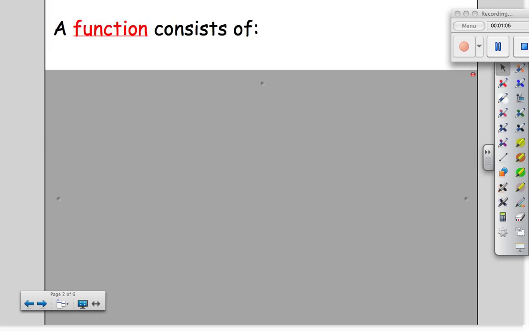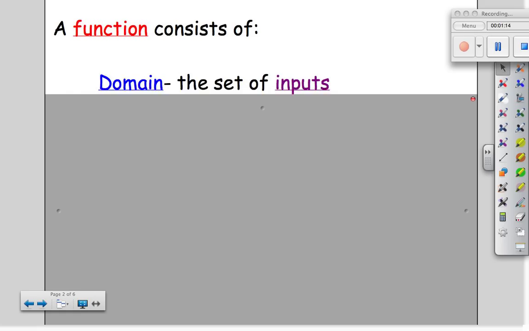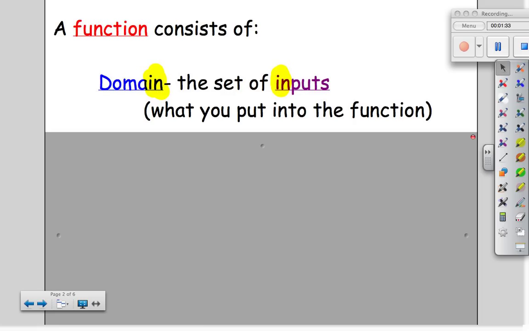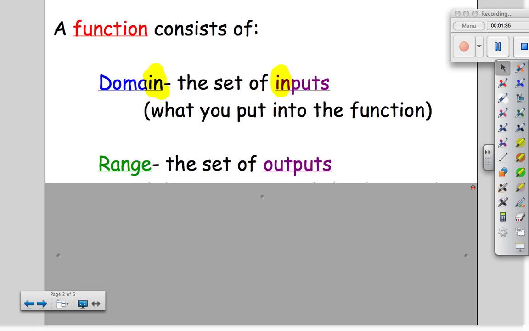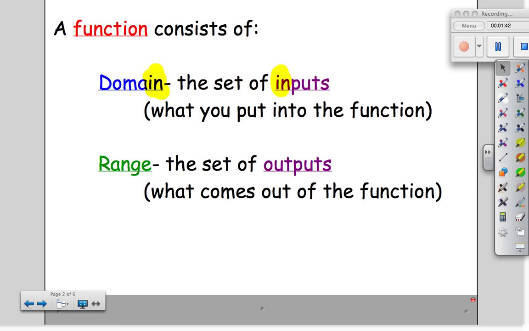Some vocabulary. A function. A function is going to have two pieces to it. The first part of a function is the domain. The domain is your set of inputs, or what you put in to your function. What comes out is known as the range. The range is your set of outputs, or again, what comes out of the function.